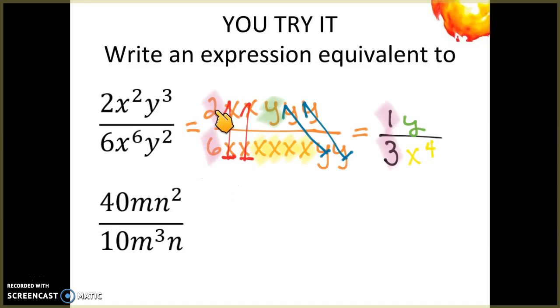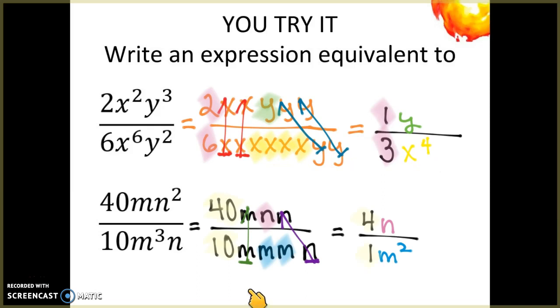So this should be the work and the answer for the first problem that you were to try on your own. We see that this is equivalent to 1y divided by 3x to the 4th power. And for the second one, this is the work in how you get this answer here. So 4mn squared divided by 10m cubed n is equivalent to 4n over 1m squared.